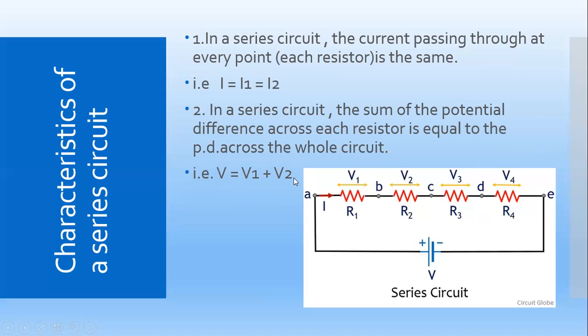All right, these are the two characteristics of circuits connected in series. That is, I is equal to I1 is equal to I2, and V is equal to V1 plus V2.